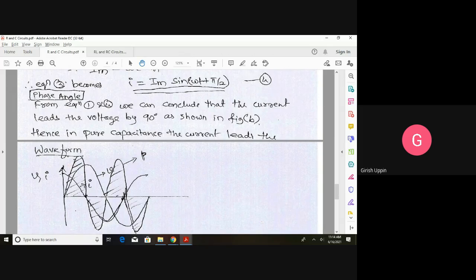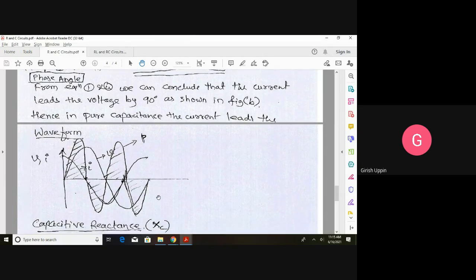Now the voltage starts increasing in the negative direction, then slowly the current will start falling. So when the voltage reaches a negative peak value, then current will become 0 and so on. So that is how intuitively we can understand that the current in case of a pure capacitance leads the voltage by an angle pi by 2.